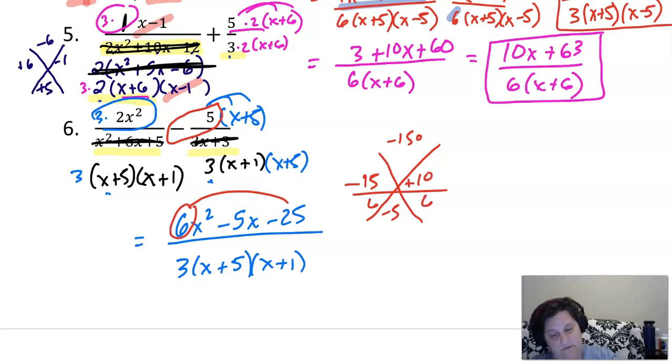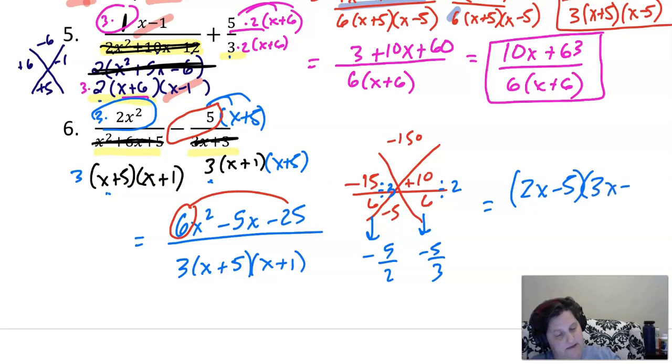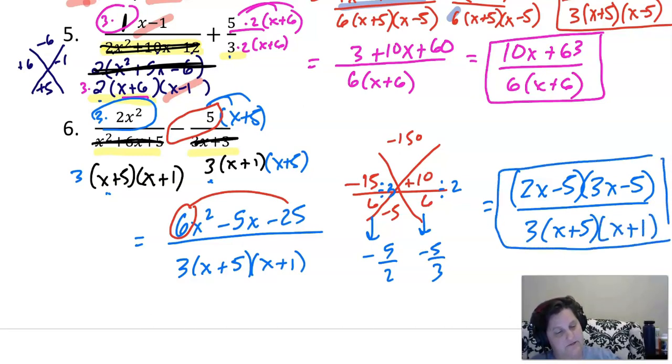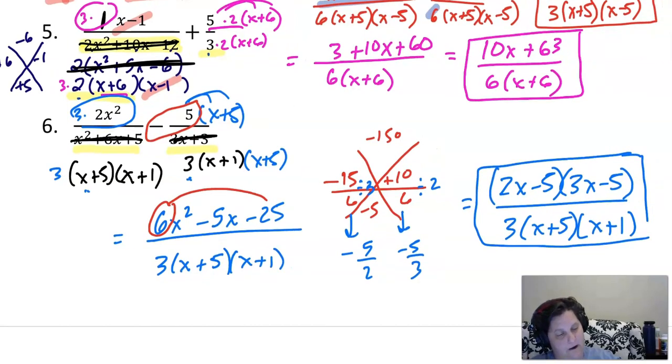Now, I got to do this thing where I divide them both by 6. You got to reduce both parts. Don't forget about that. So, okay, 15 and 6 both divide by 3. So that's 5 over 2? 10 and 6 both divide by 2. So that's 5 over 3. Okay, final answer time. Here we go. 2x minus 5, 3x minus 5 over 3 x plus 5 x plus 1. That is dope.